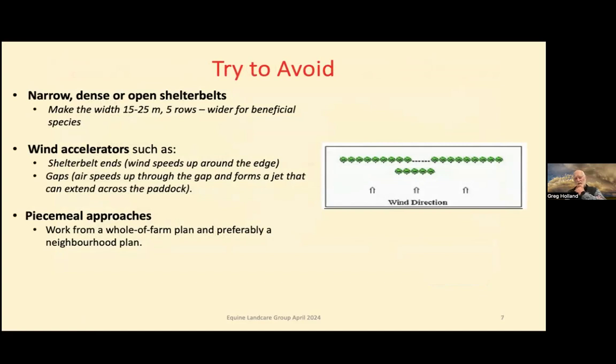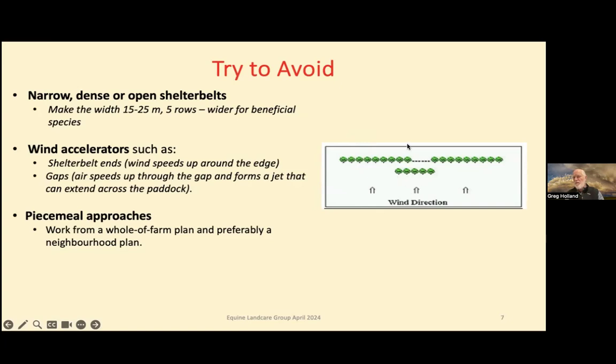Do try to avoid a range of things. Firstly, don't have narrow, dense, or open shelter belts. We'll come back to this a little bit more in a bit. Secondly, there are wind accelerators. Say that the wind over here is blowing from this direction. And what will happen here, if you've got a sharp edge like this end on this, like here, the wind will come down, it'll be turning along here, and it'll come around here, and it'll eddy right back across here, and you'll have a jet of air flowing all the way across here.